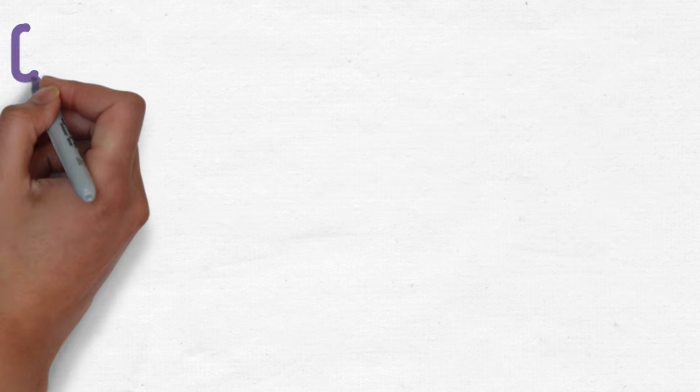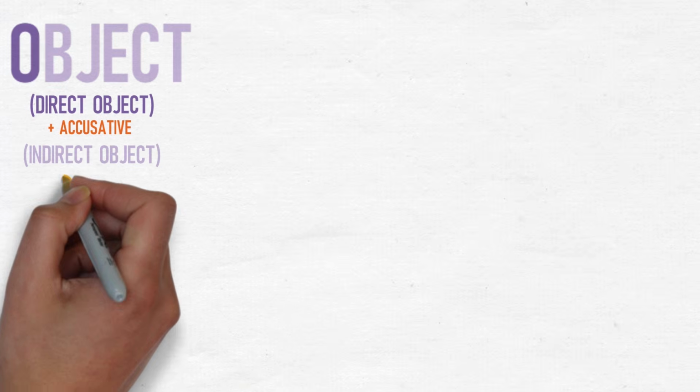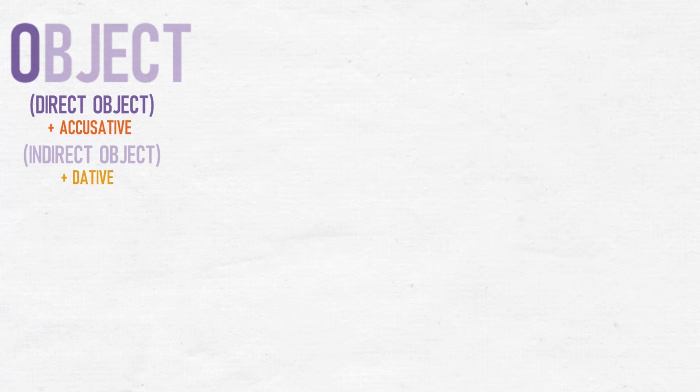Finally, the O section of the tempo rule refers to the object. Now, if you've watched my accusative and dative videos, you'll know that there are two types of object in German sentences. The direct object, which is always used in the accusative case, and the indirect object, which is far less common, but, if present, is used in the dative case.